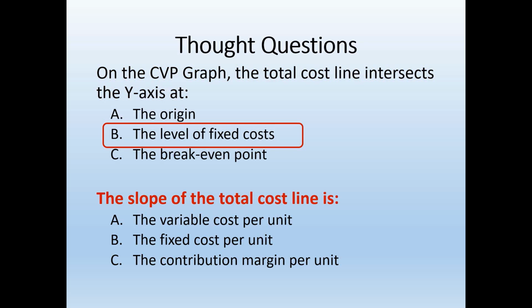What about the slope of the total cost line? Does that represent the variable cost per unit, the fixed cost per unit, or the contribution margin per unit? That's correct. The slope of the total cost line is the variable cost per unit.